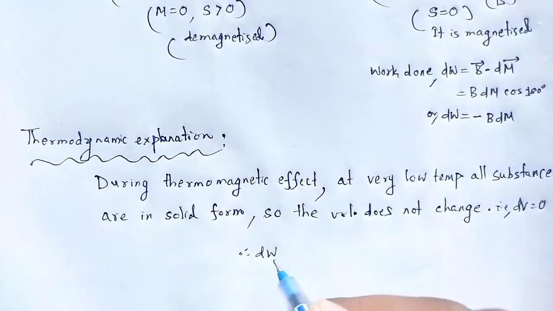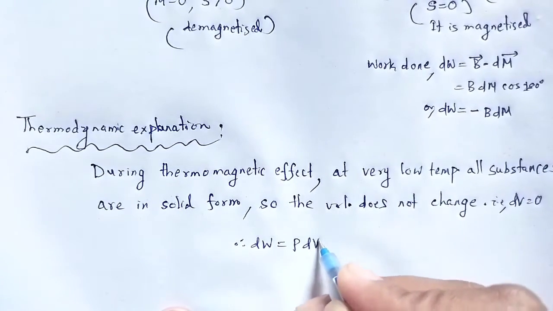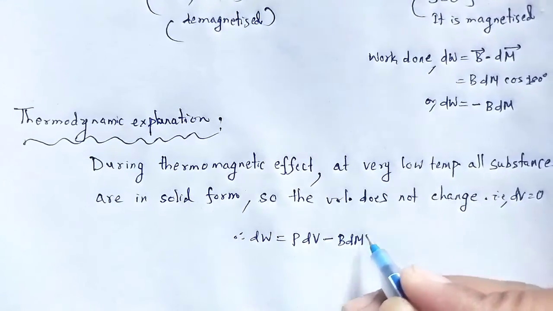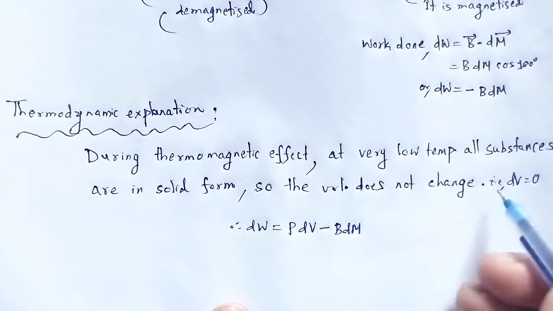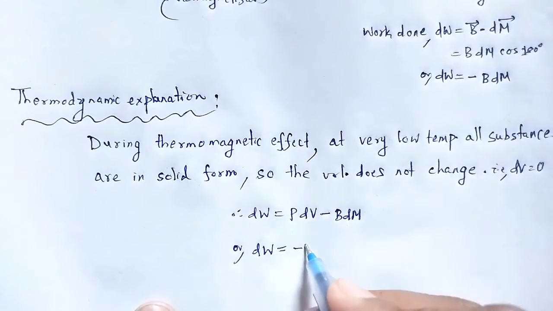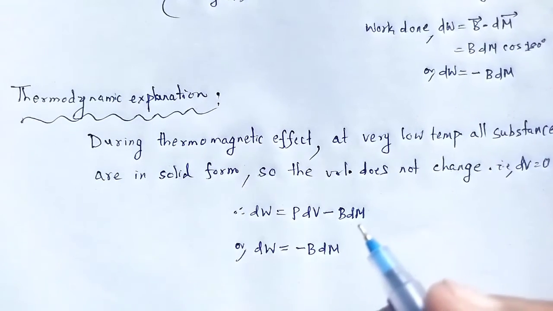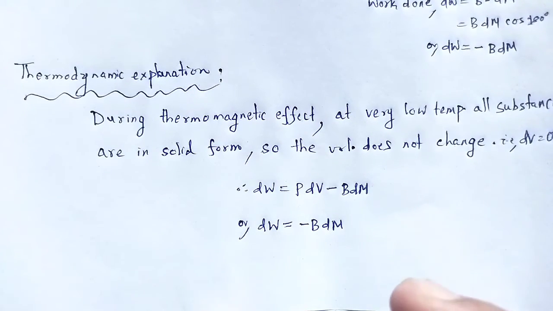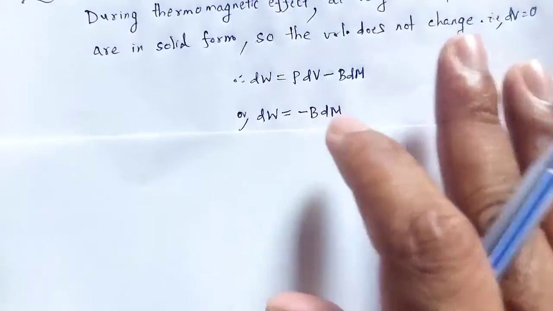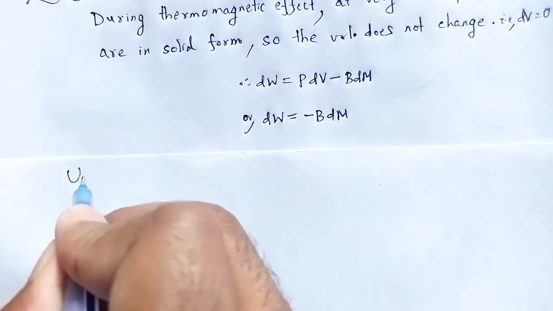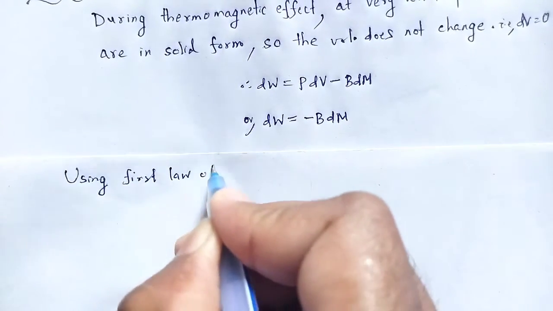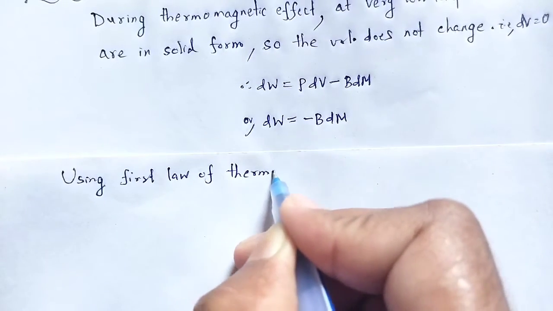Therefore, the small work done dW is equal to PdV, that is the mechanical work, plus the magnetic work, which will be BdM. Since dV is zero, the work done is only due to the magnetic work, that is minus BdM. Now, we have to use the first law of thermodynamics here.